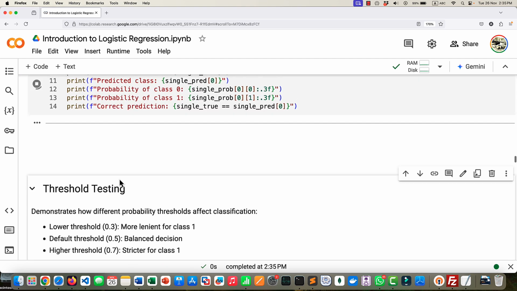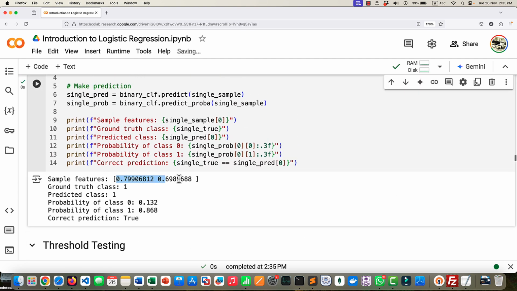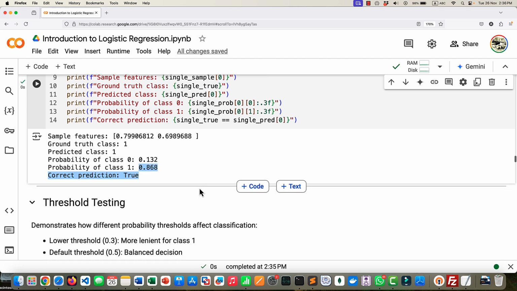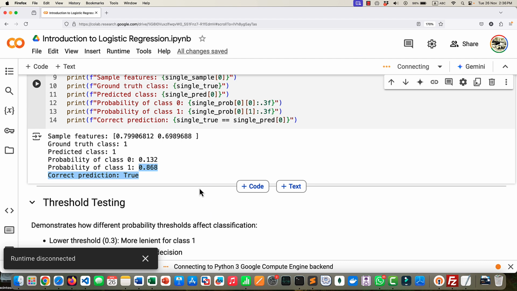Now let's run this cell. Okay, we have a sample feature. This is the ground truth. This is the predicted class, and these are the probabilities. Look, in order to get this value, the logistic regression predictive model will return a probability which can be between 0 and 1. It will not return 0 and 1. So here the probability of class 1 is 86%, and the probability of class 0 is 13%. Now the model decides that this class is likely to be 1. Of course, here we use the default threshold, which is 0.5.